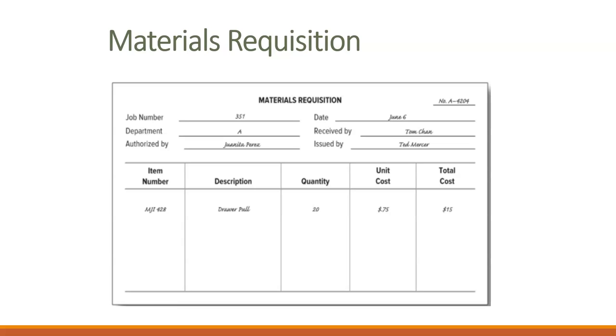So our order is to make 20 end tables, if you remember from our original job cost sheet. We're going to requisition the items that we need to make that. So we need a drawer pull for each end table. We're going to fill out a requisition asking for 20 drawer pulls. We're assigning them to our job 351, which is the order for 20 end tables.